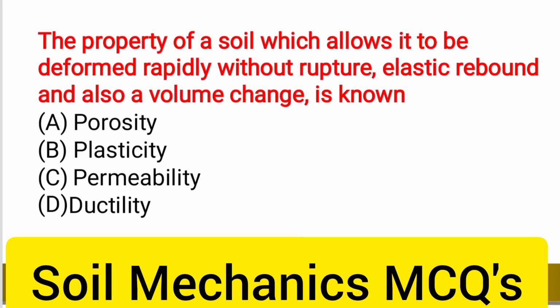Next question, the property of soil which allows it to be deformed rapidly without rupture, elastic rebound and also a volume change is known as option A porosity, option B plasticity, option C permeability, option D ductility. So the correct answer is option B plasticity.